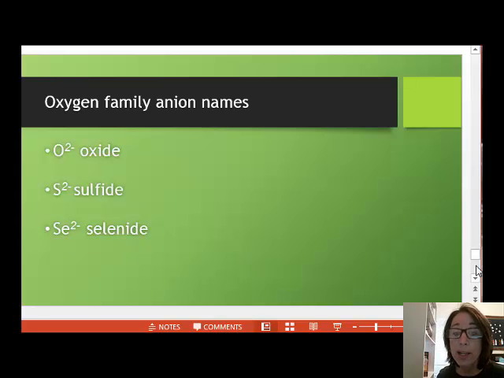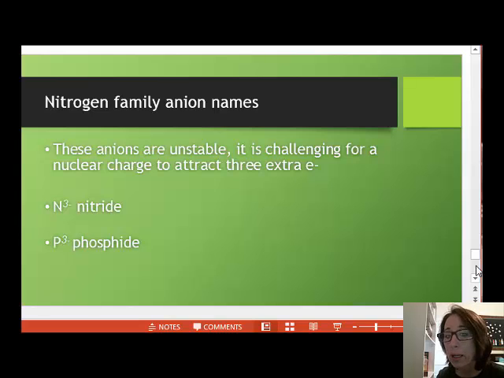Nitrogen and phosphorus can gain 3 electrons to form anions, but it is actually a challenge for these atoms to hold on to 3 extra electrons. So these anions are relatively reactive or unstable.